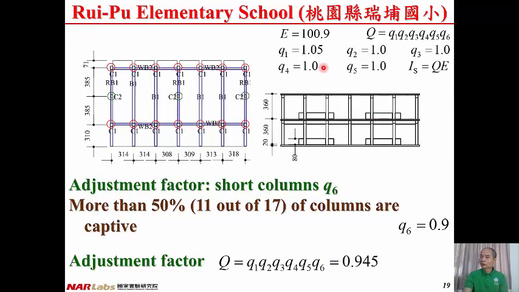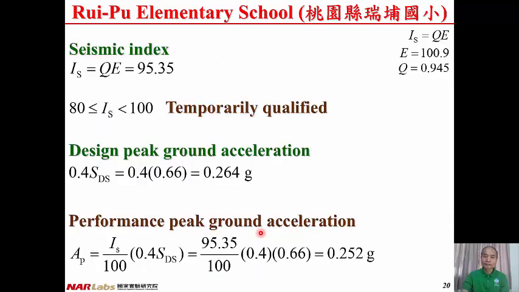Once we have Q1 equal to 1.05, Q2 1.0, Q3 1.0, Q4 1.0, Q5 1.0, and Q6 0.9, then we multiply all the adjustment factors together, then we come up with the capital Q here equal to 0.945. So far we have the basic seismic performance E equal to 100.9, the adjustment factor equal to 0.945. Then we multiply this together to come up with IS seismic index equal to 95.35, and IS lies between 80 and 100. Therefore, this building is temporarily qualified.